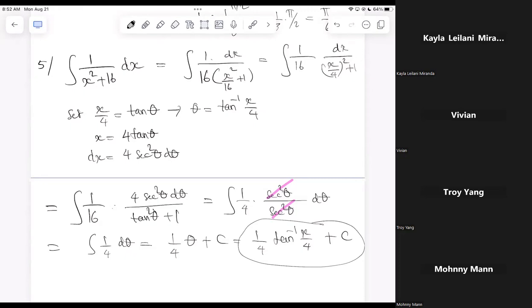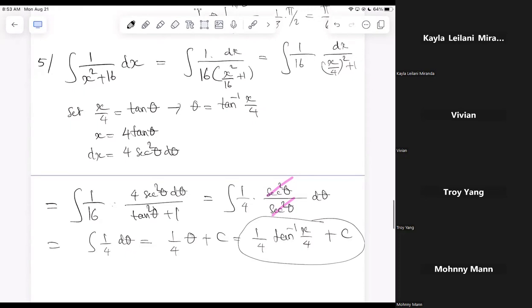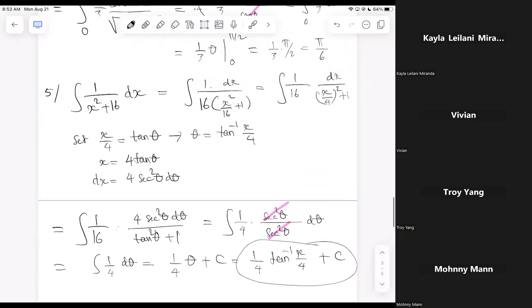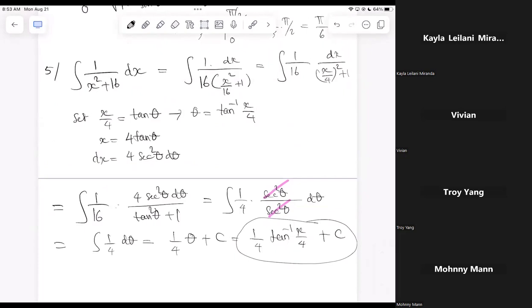Any question? Any question for this? Because in this class we only need to know sine and tangent, right? So the very first step you need to know which one is using sine theta for substitution, which one is using tangent theta for trig substitution. I think it's easy, right? It's easy to see when you use sine and tangent.